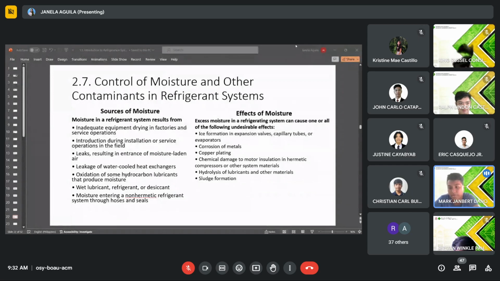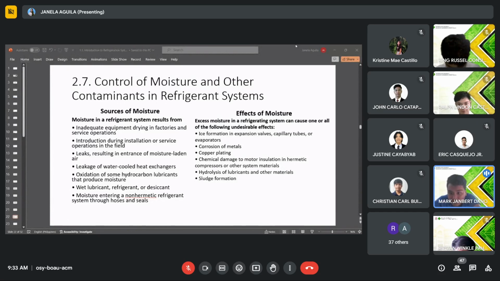Yun po sa effects of moisture. Excess moisture in a refrigerating system can cause one or all of the following undesirable effects. Una po dyan ay yung ice formation in expansion valves, capillary tubes, or evaporators. Moisture can freeze within the system. Yun ang nagli-lead sa ating ice formation sa ating mahalagang components gaya ng expansion valves, capillary tubes, and evaporators. Yung ice formation po ito, gaya nga po na nasabi kanina, ay maaaring mag-obstruct ng flow of refrigerant, disrupt the operating of these components, at higit sa lahat yung mapababa yung system efficiency.